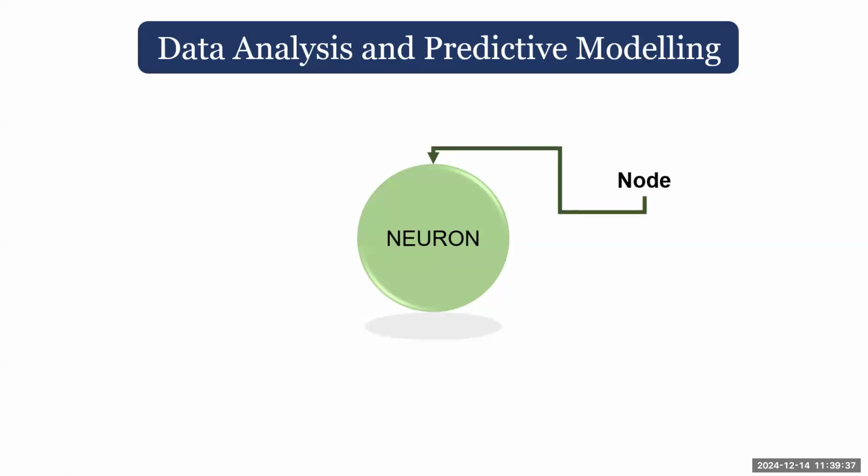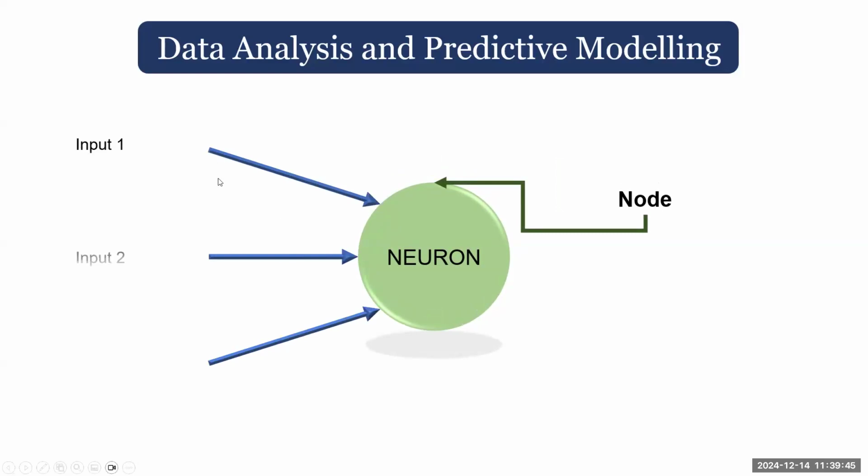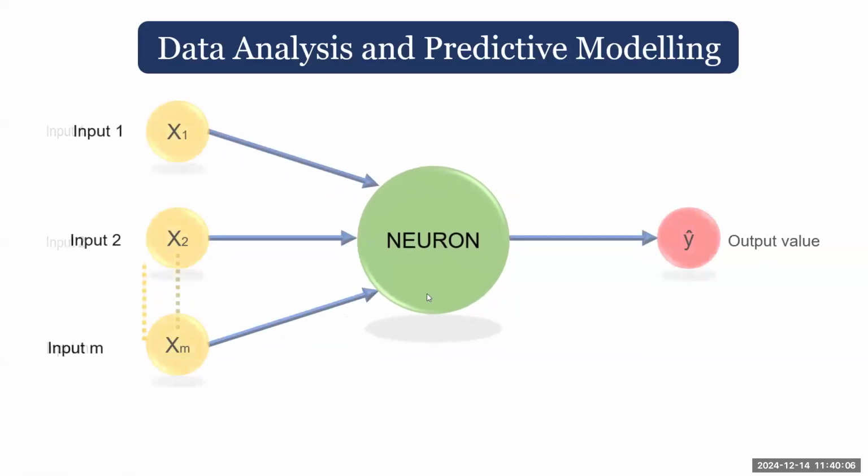Okay, so this is basically the node. Now, what happens in this particular neuron? This neuron basically gets some inputs. These inputs, we can call input 1, input 2, up to input m or n, whatever. In this case, we have m number of inputs. These m inputs are given to this neuron or node, and we get one output. Now we want to understand what exactly happens inside this particular circle.